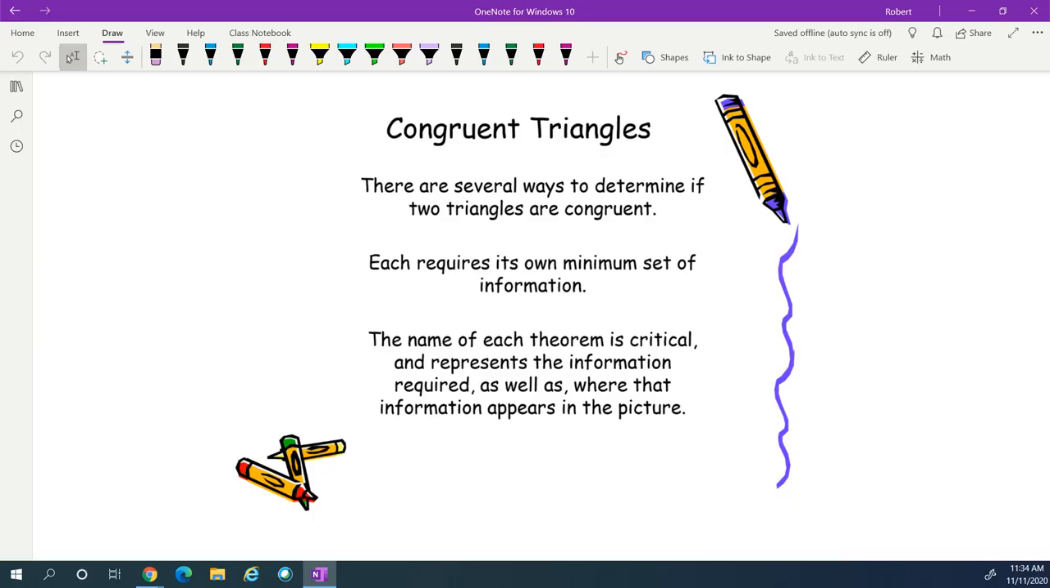Once we know they're congruent, now we know that the other three parts have to be congruent. That's what CPCTC does for us. We're going to use three parts to determine that they're congruent. And then CPCTC says, now that we know they're congruent, all of their corresponding parts are congruent. So now we know the other three have to be congruent. So let's look at a couple different ways to do this.